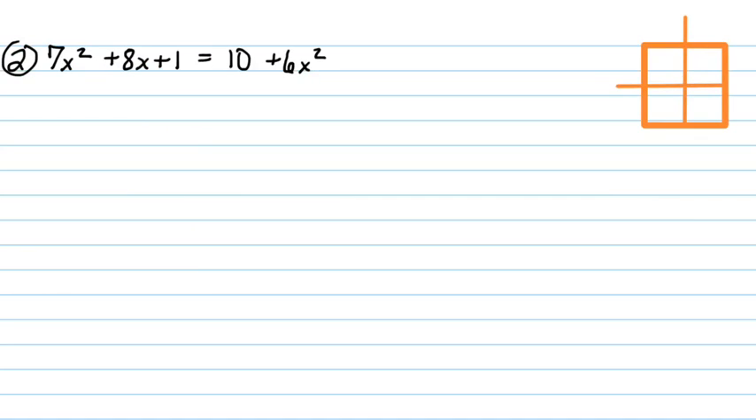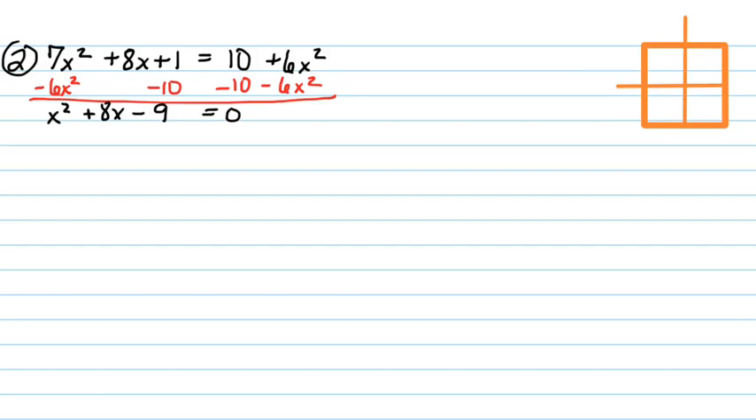Now let's go on to the next one. Same idea. The only thing that's different this time is we have more we need to move around. We're going to subtract the 10 and subtract the 6x squared. And when I subtract those, I end up with x squared plus 8x minus 9 is equal to 0.